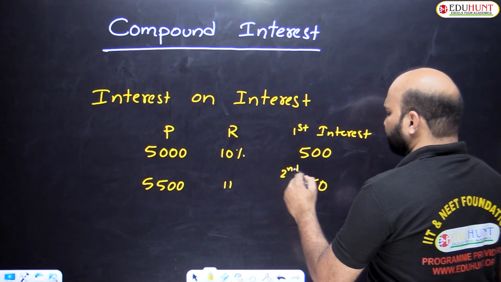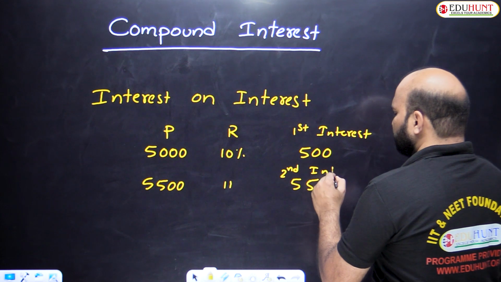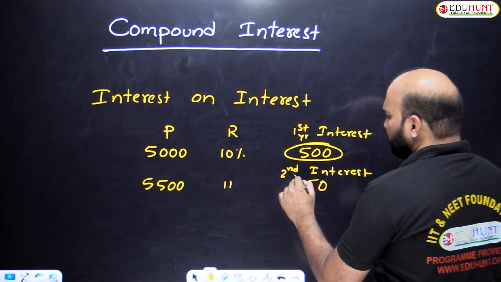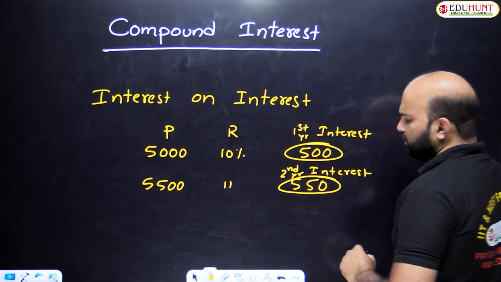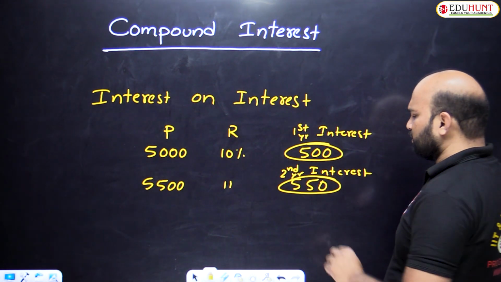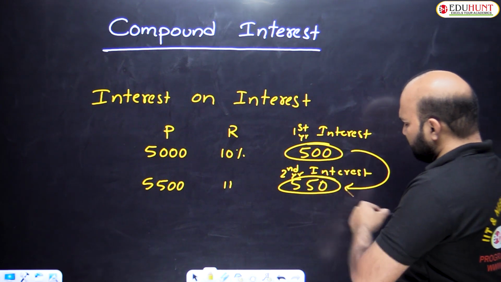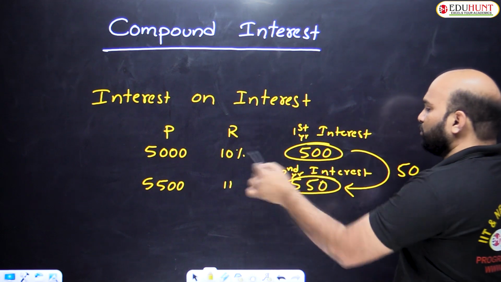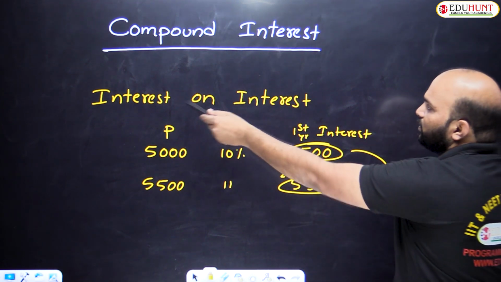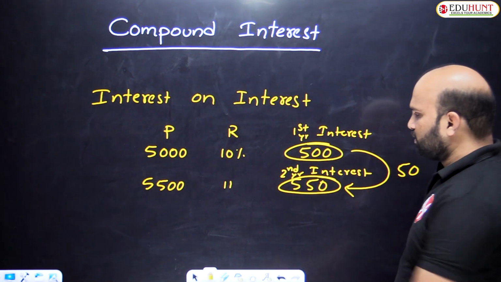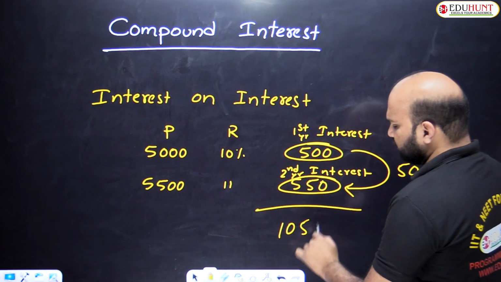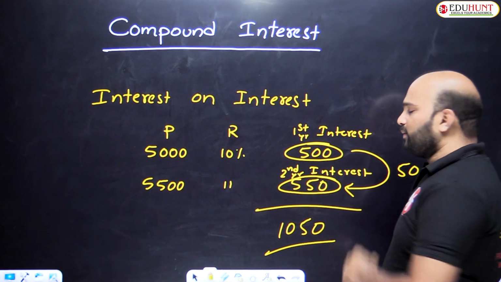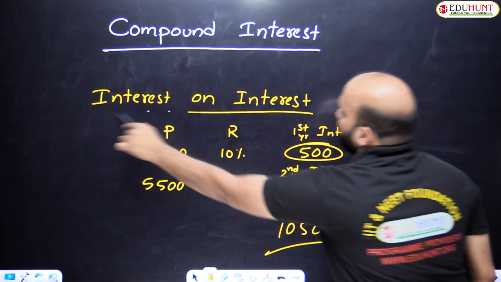So first year interest is 500, and second year interest, how much are we getting? Second year interest is 550. So clearly we need to notice that. How did we get the extra 50 rupees? The excess 50 rupees is called interest on interest. What is 10% of 500? 50. So interest on interest is called compound interest. So total 2 years interest is 1050. But the first year interest is 500 and the second year interest is 550, so I get an extra 50 rupees. That is called interest on interest.